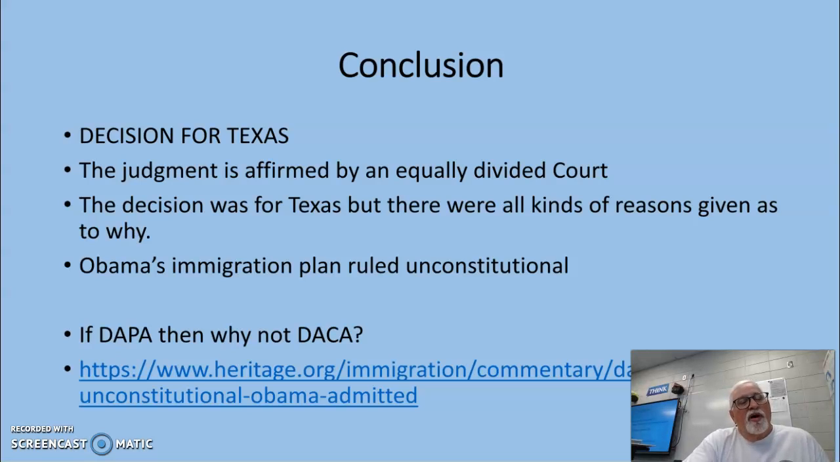It went all the way up to the Supreme Court. The Supreme Court was divided, but the decision was for Texas, saying, no, Obama overreached. He cannot just do executive orders, and they ruled his immigration plan unconstitutional. The question is, if that's true of DAPA, then why not DACA? And I encourage you to go to this website to check it out, see what you think about that.